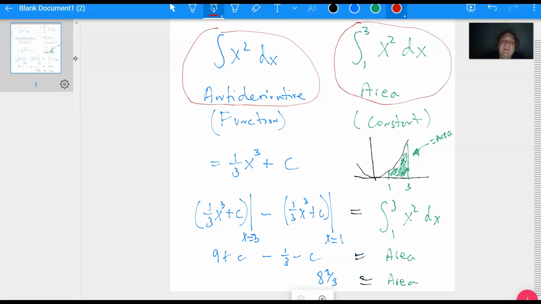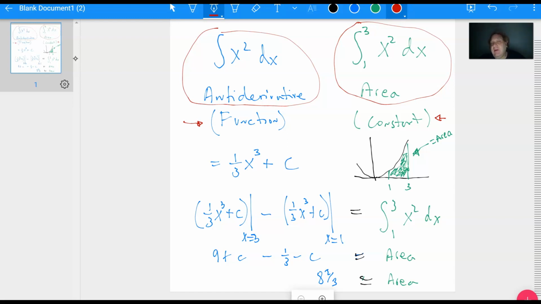The antiderivative is a function, literally the antiderivative function, and the other one is a constant, a number, which represents the area between the function and the x-axis and between the given x values that are written on the integral sign. The fundamental theorem of calculus says that you can relate those two things. If you take the antiderivative function and you put in some numbers, specifically the x values, that will be the same thing as the area between those x values.